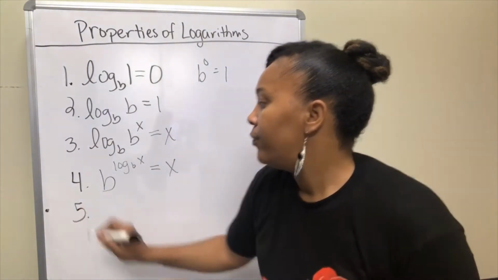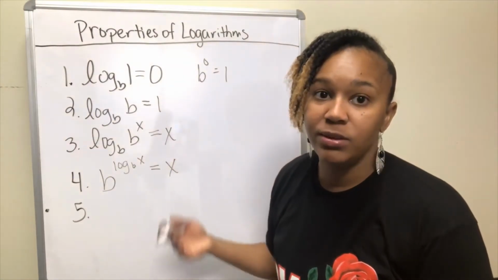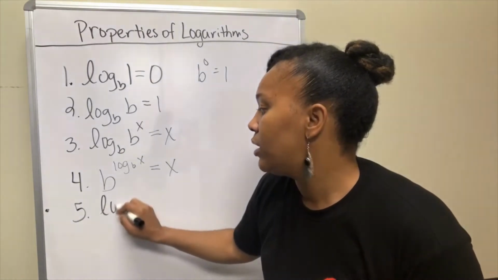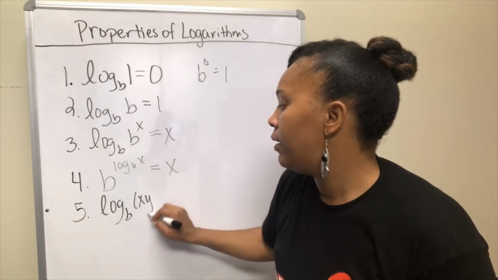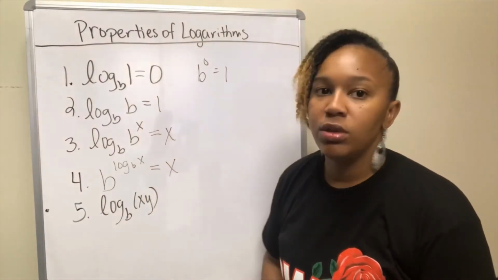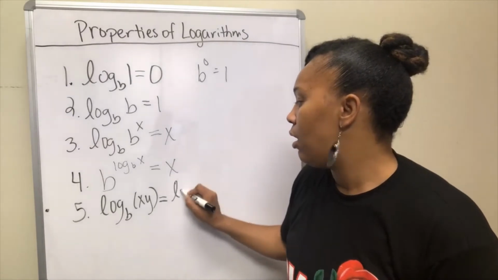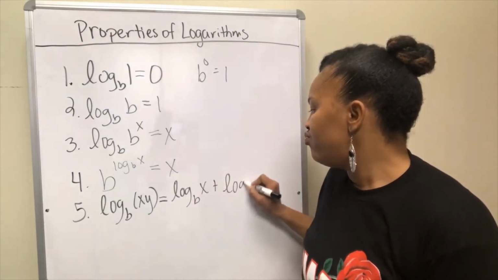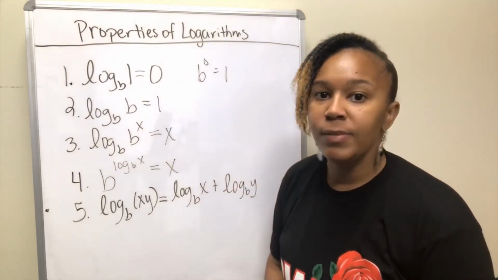So then the 5th property is, the last 3 properties have names. The 5th property is called the product property. And that's when you take the log of 2 things being multiplied. So if you have the log of 2 things being multiplied, you can separate those by creating 2 logs of those 2 things being added. So that's the product property.